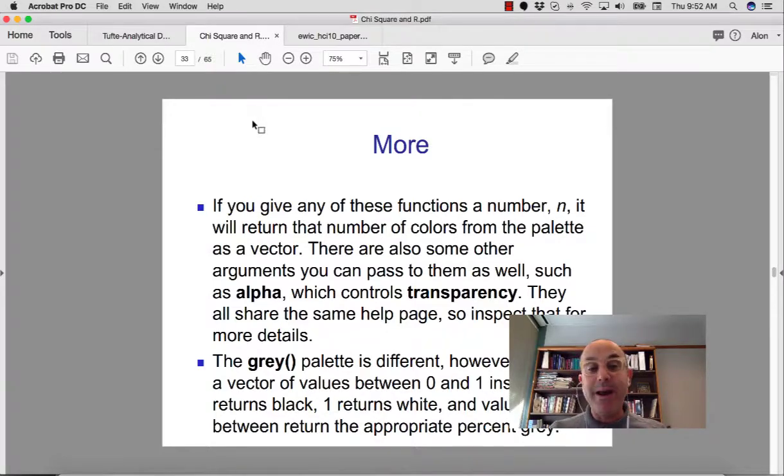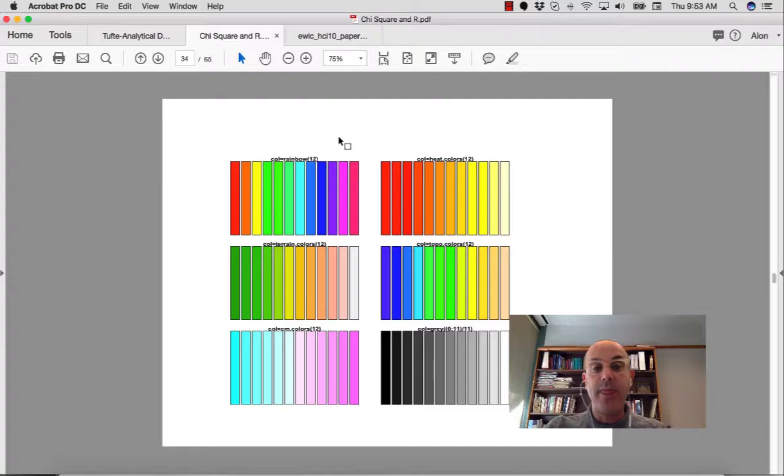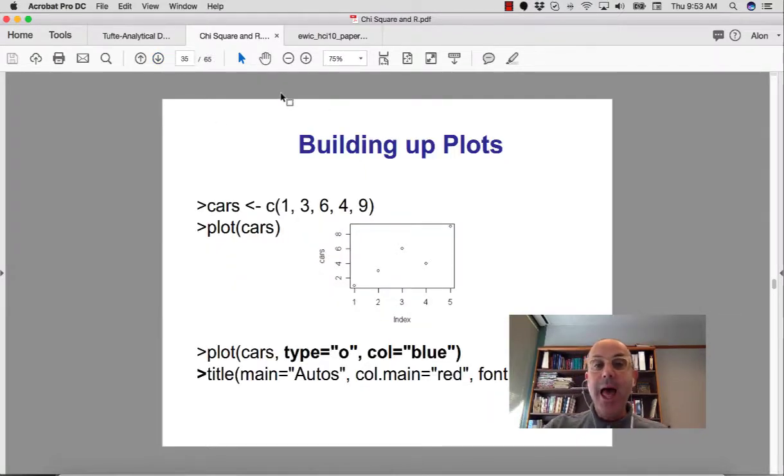The issue of transparency, or the alpha transparency, is also important. Again, it's up to you to decide where and how you're going to do that. The gray palette is also different. The value is between 0 and 1, where 0 returns black. So if you are choosing a gray palette in your design, be careful what you come up with. This is the type of colors that you can apply.